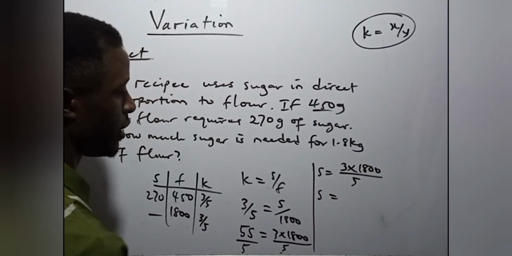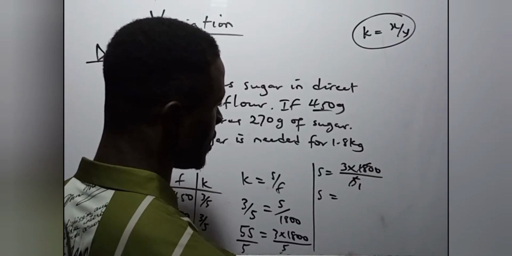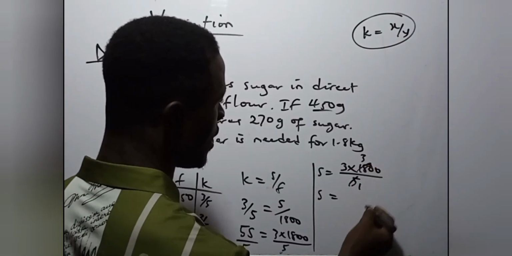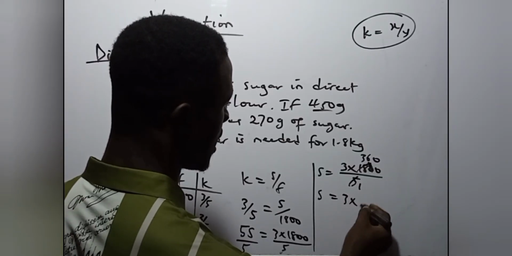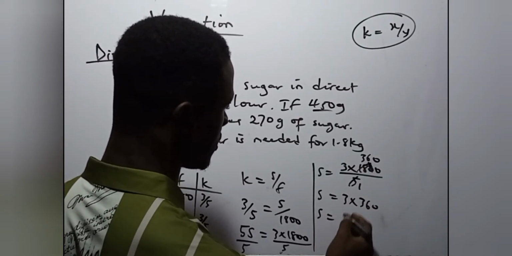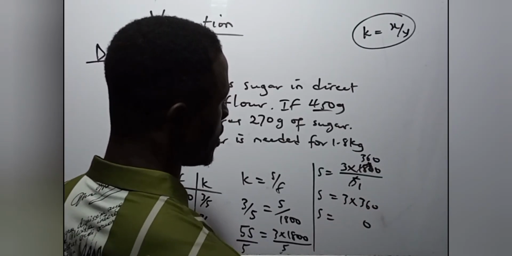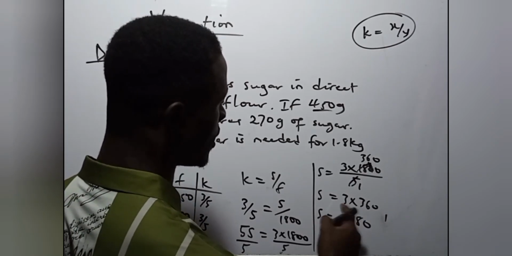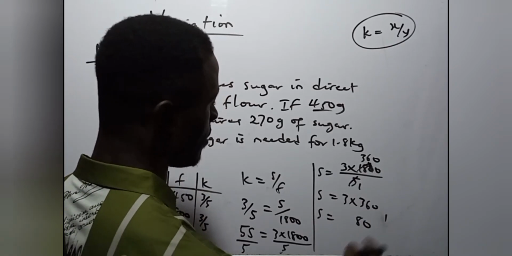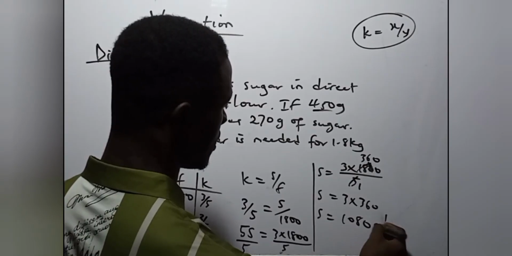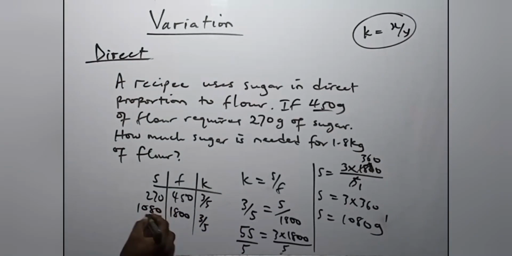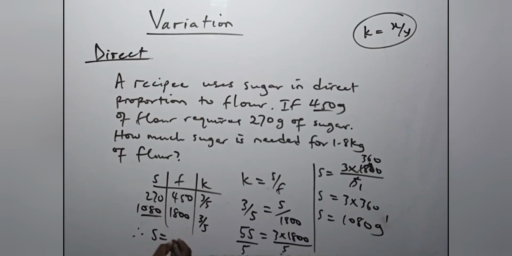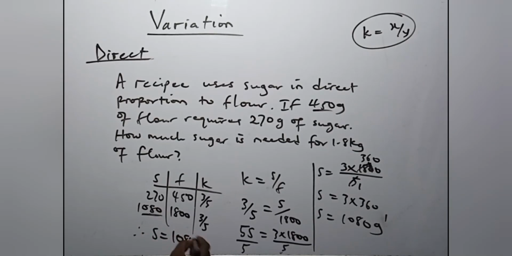5 in 18 is going to give us 3, remainder 3. 5 in 30 is going to give us 6, 0. That will be 3 times 360. S is equal to 3 times 0 is 0. 3 times 6 is 18. Keep 1. 3 times 3 is 9 plus this 1. That's 10. That is 1,080 grams of sugar will be needed. So you say, therefore, the amount of sugar needed will be 1,080 grams of sugar.